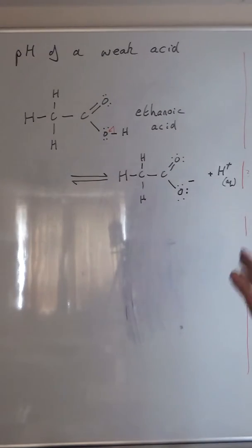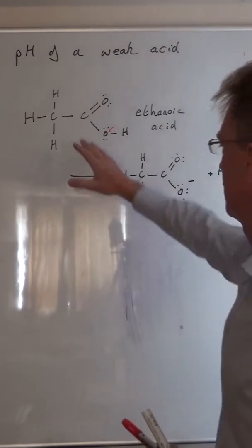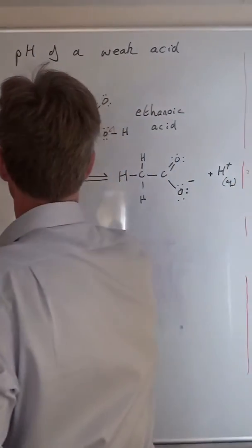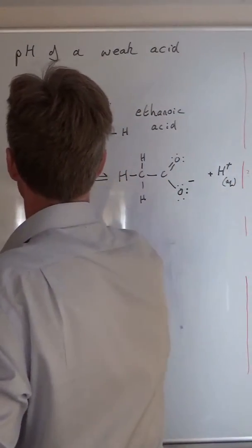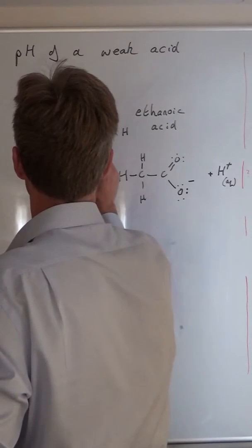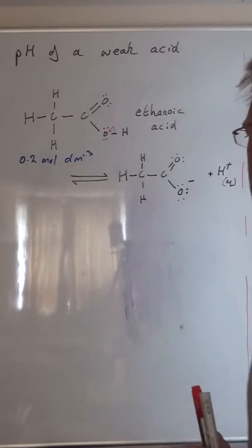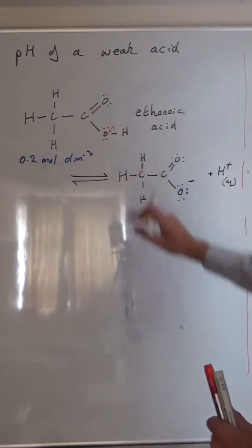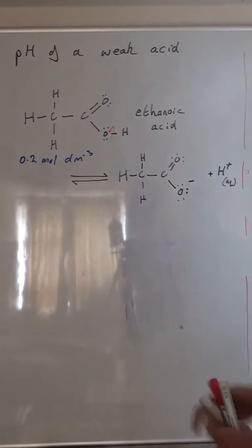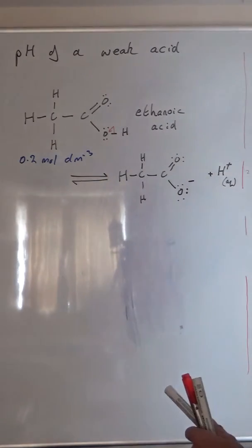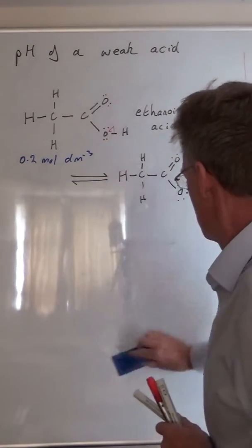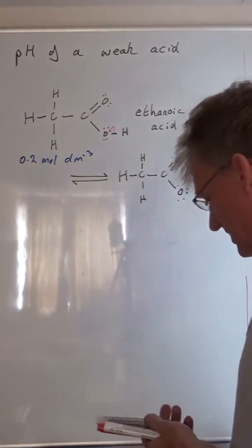But the point is, for weak acids, you only get partial dissociation. So if we had 0.2 moles per decimeter cubed of ethanoic acid, we cannot assume that that would be the concentration of H+, indeed it wouldn't be. Only a very tiny proportion of the molecules actually dissociate. And that's what determines the pH.